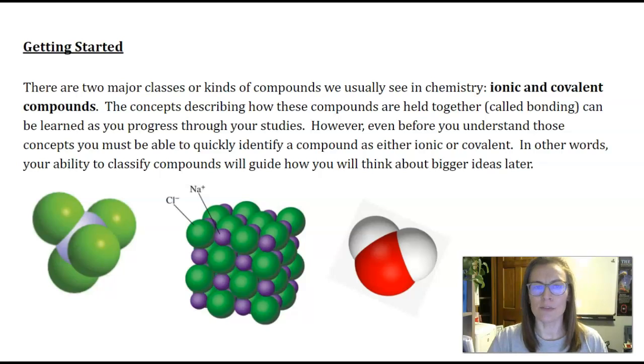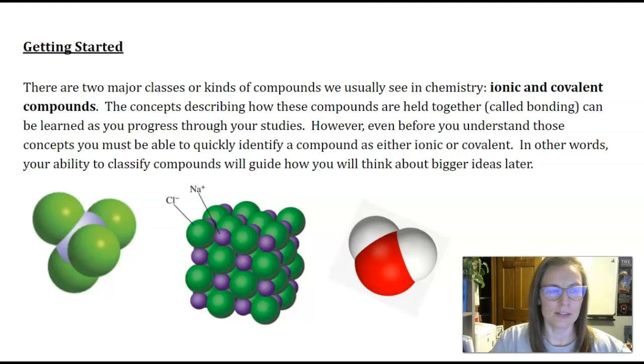All right, so a little background information. We have two major categories or classes of compounds that we usually see in chemistry. These compounds are either ionic or covalent. All right, and so let me give you some examples here.